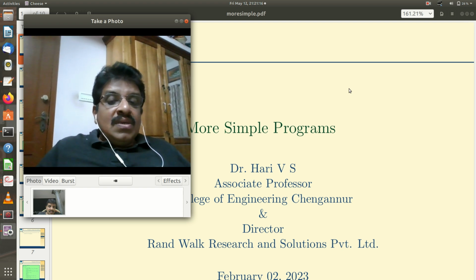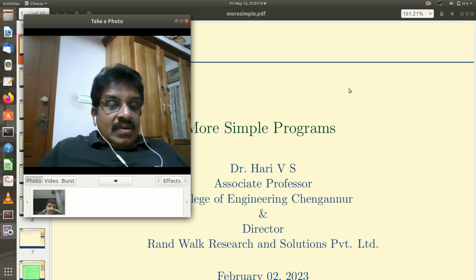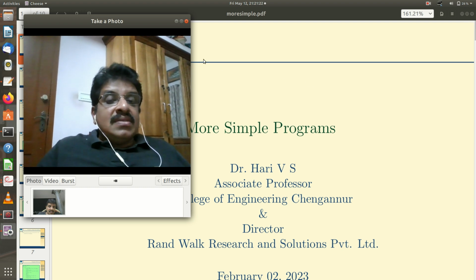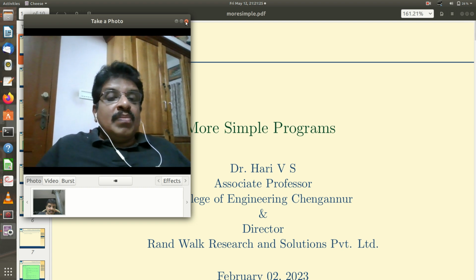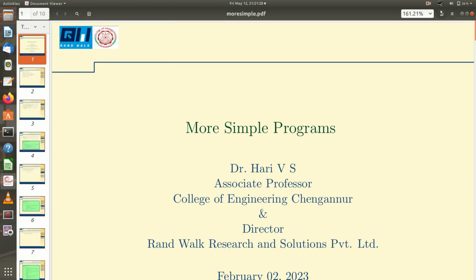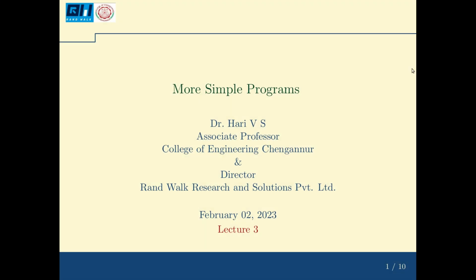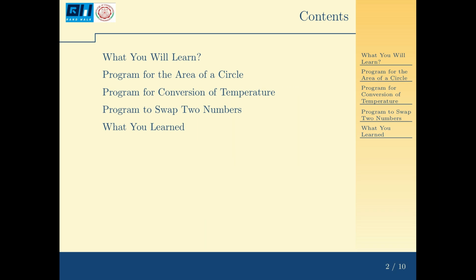In this video we see more simple programs with C. In the last session we saw basic IO operations. So today's session is organized in your learning outcomes. Then we will write a C program to compute the area of a circle. Then we will do another program for conversion of temperature, that is from the Celsius to the Fahrenheit scale. Then we will see a program to swap two numbers. Then the summary of understanding.